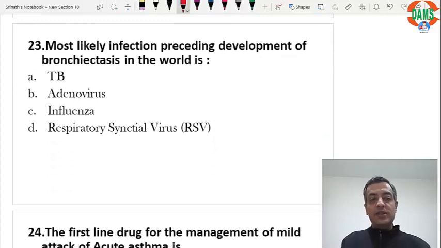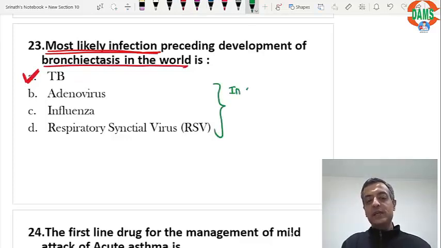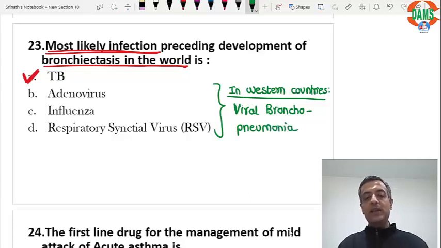Question 23. The most likely infection preceding development of bronchiectasis in the world is now tuberculosis. Previously, in the Western countries, the most common cause used to be viral bronchopneumonia, which used to predispose to development of bronchiectasis. But now the most common infection worldwide remains tuberculosis.